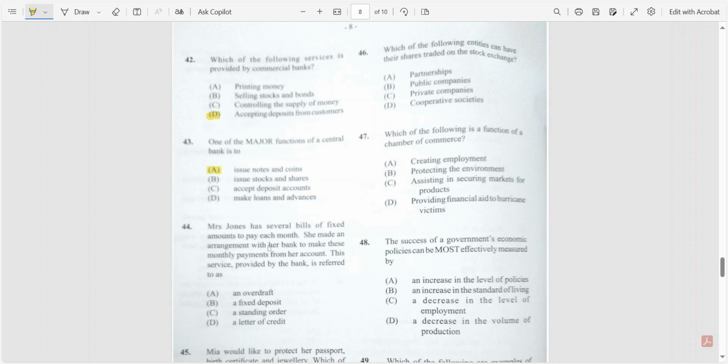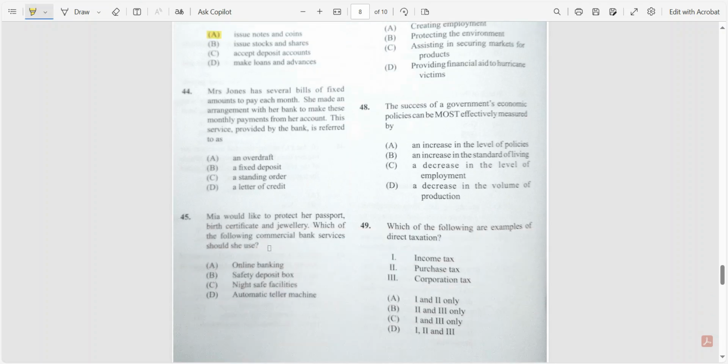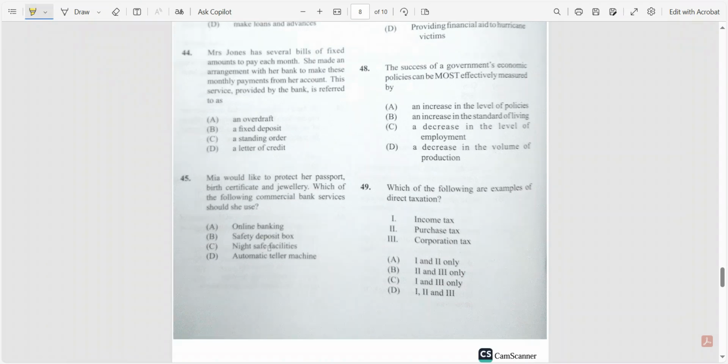Mrs. Jones has several bills of fixed amounts to pay each month. She made an arrangement with her bank to make these monthly payments from her account. This service provided by the bank is referred to as a standing order. So 44 is C. 45, Mia would like to protect her passport, birth certificate, and jewelry. Which of the following commercial bank services should do that? And that's a safety deposit box.